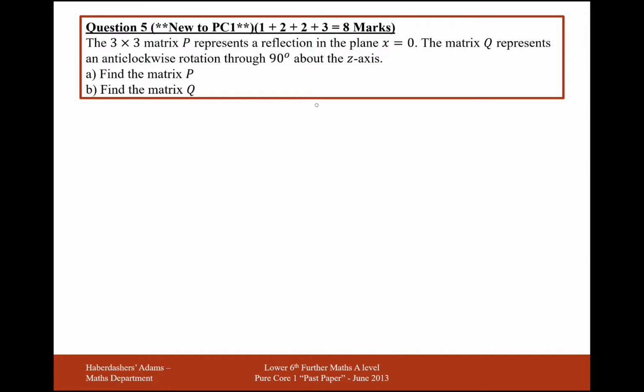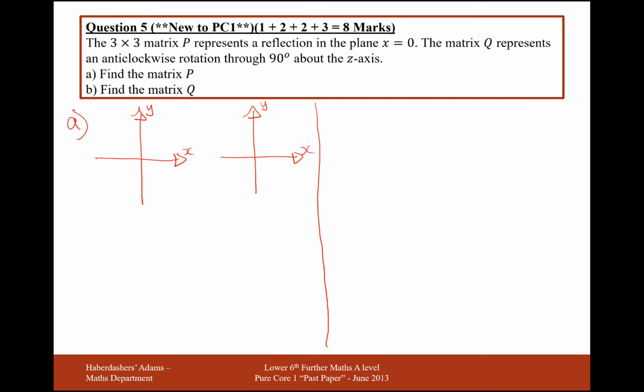Here we're looking at question 5, which is a brand new question to the syllabus, so I've added this question in myself. What we're looking at to do for part A is to find the matrix P, and it represents a reflection over the line of x equals 0. So what we're going to do first is set up our axes, and we'll start by looking at x and y, and then we'll think about what will happen to z later on.